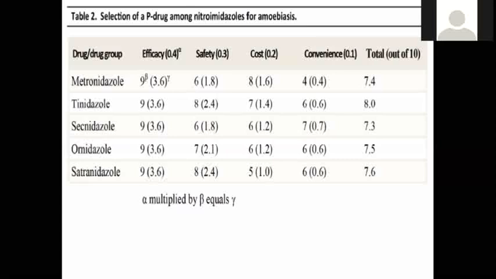Many books write that metronidazole is the drug of choice, but tinidazole's efficacy is similar and its convenience is better because it is taken once or twice daily, whereas metronidazole is taken thrice. Also, metronidazole has the highest metallic taste. Considering all these views and discussing among the different groups, we got the P drug as tinidazole.